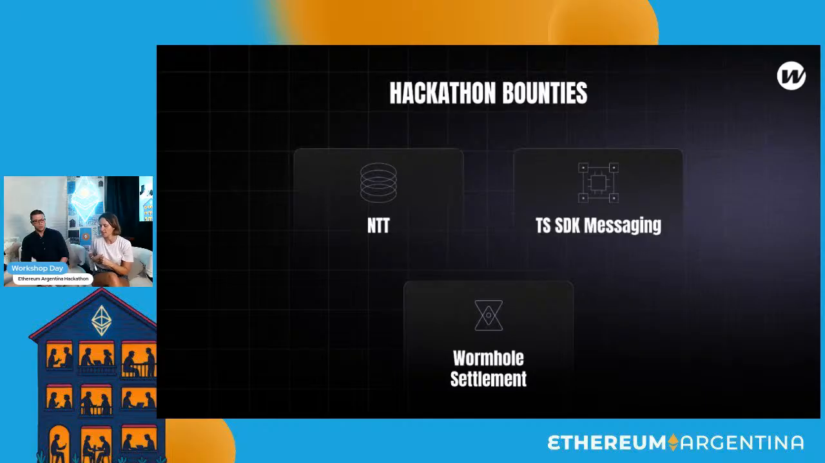So regarding the bounties, what we're interested in is NTT, any sorts of messaging, like the TS SDK is your go-to product, I guess. Wormhole Settlement is also something we're really keen on seeing. But again, it's really up to you. We don't have one specific project that we want to see. As long as you think it's good and useful, it's a product that you see a use for and you think people will use it, then we are happy to see it.